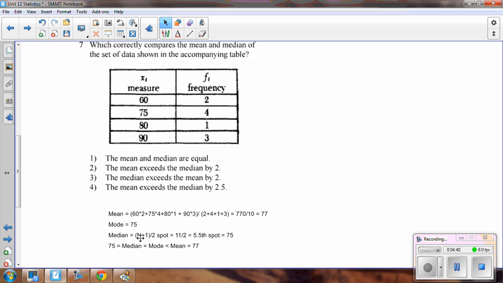And the median is in the (n plus 1) divided by 2 spot, or the 5.5 spot, which 5 and 6 are both here at 75. And so that means the 75 is the same as the median and the mode, but it's less than the mean, which is 77. So the median is less than the mean by 2, which would be the mean exceeds median by 2, which is our choice number 2 here.